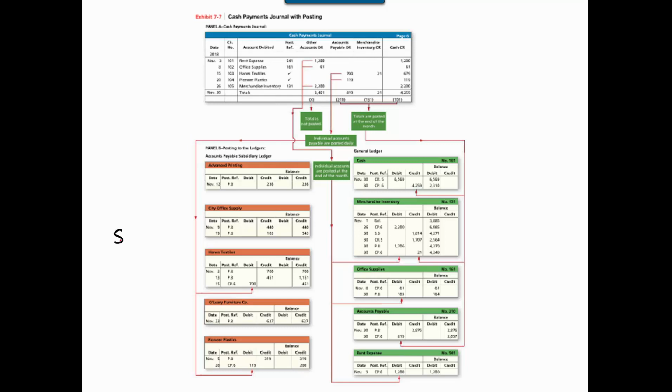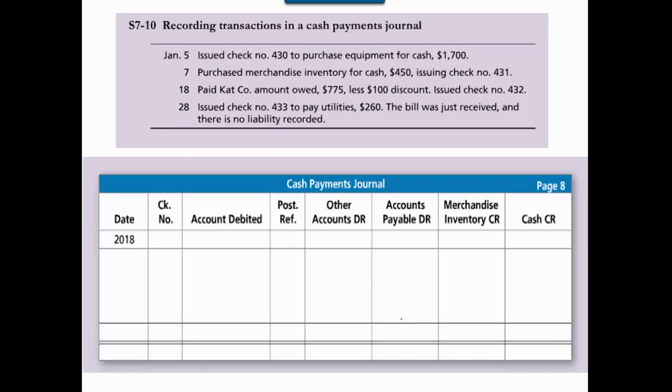These are my subsidiary ledgers, my subsidiary accounts payable, all the specific people I owe money to, and I'll update these daily. And then the other accounts I will just update monthly with the totals. So not too different than the other ones we've done. By this point, they should be starting to look a little bit familiar. So let's look at a couple here.